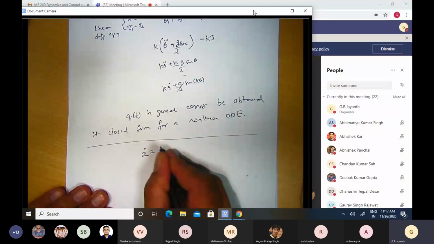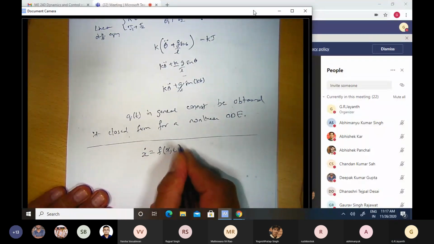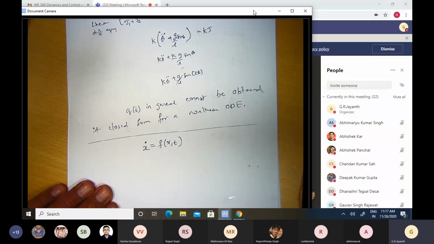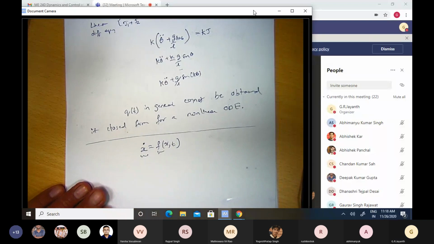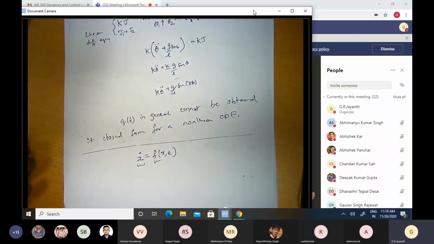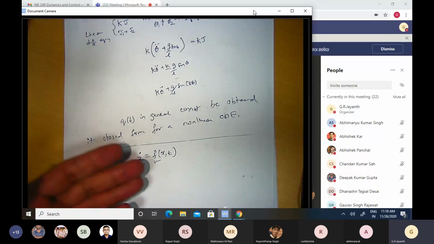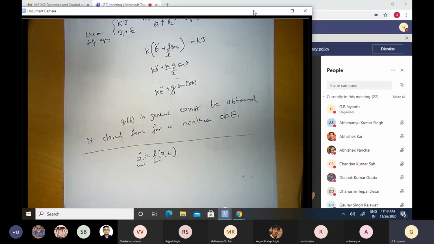X dot is equal to f of x comma t, where x is a vector and f is also a vector. Okay, so that mathematician would tell you, well, if you can cast your problem in this particular form, then I can solve this problem, not otherwise.